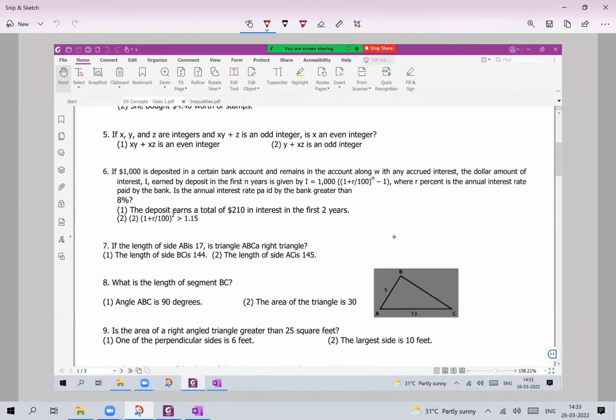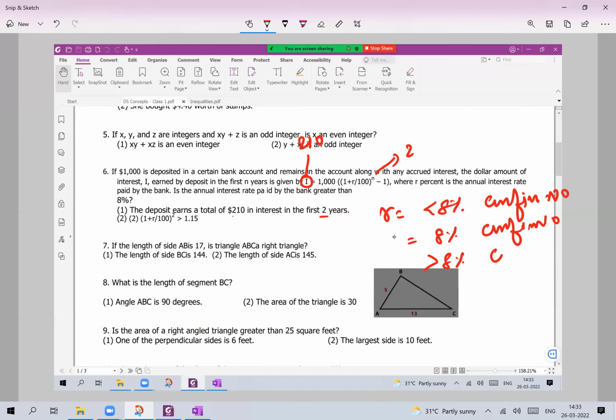It says what? It would be A, I think, because you're given the total interest and then you're given the N. Absolutely, because I is given to you, and R to you is, in option number 1, that is 210. N is given to you, 2 years. The value of N is given to you. You will get the value of R. Imagine the value of R is less than 8%. What is your answer? Confirm no. Imagine the value of R is equal to 8%. What is your answer? Confirm no. Imagine the value of R is greater than 8%. What is your answer? Confirm yes.